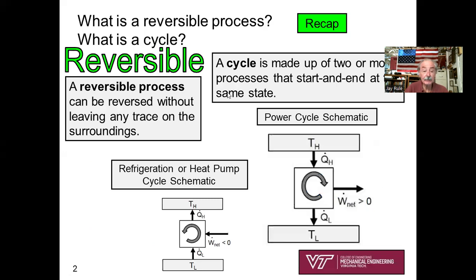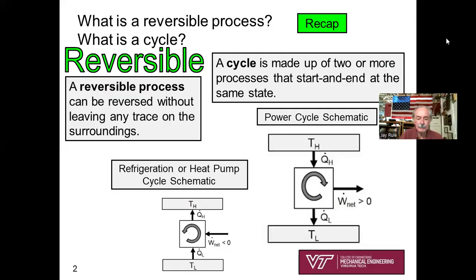Okay, let's recap a little bit just to be sure we're all on the same page. What's a reversible process and what's a cycle? A reversible process is a process that can be reversed without leaving any trace on the surroundings. That's a pretty simple thing to know. And we covered all the different types of things that make processes irreversible, and so we could eliminate those. A cycle is made up of two or more processes that start and end at the same state.